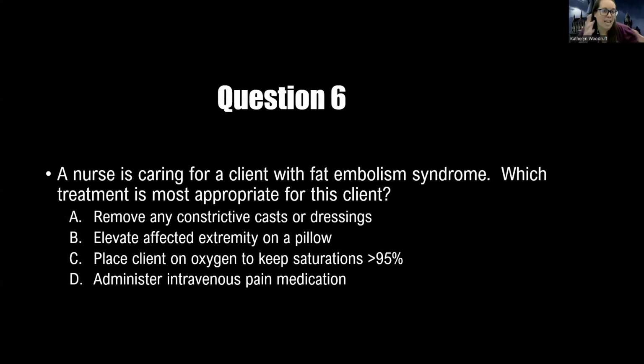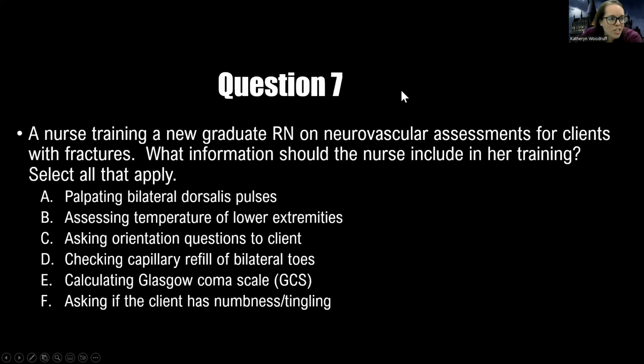Maybe remember we talked about diluting things when you have too much. So maybe some fluids, support their blood pressure, and then keep them safe because they could be confused or have a decreased level of consciousness. So let's keep going. Question 7.